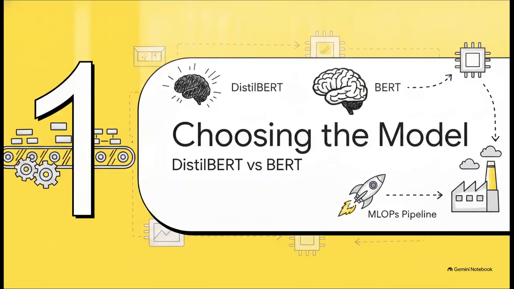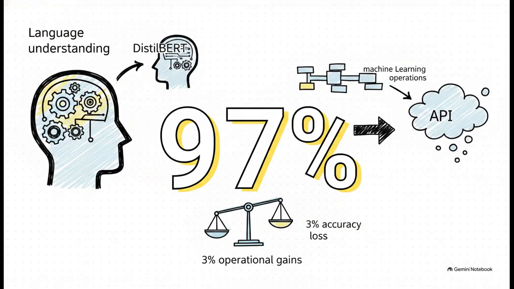Section 1. Choosing the right model. So our very first stop on the assembly line focuses on the core machinery itself. The developer made a really highly calculated engineering decision here. They chose to use DistilBERT instead of the massive standard BERT model. And honestly, it all starts with this one number, 97%. DistilBERT miraculously manages to retain 97% of the full model's language understanding. Trading a measly 3% of accuracy for massive operational gains, that is a deal you want to take every single time in MLOps, especially when you're building an API.